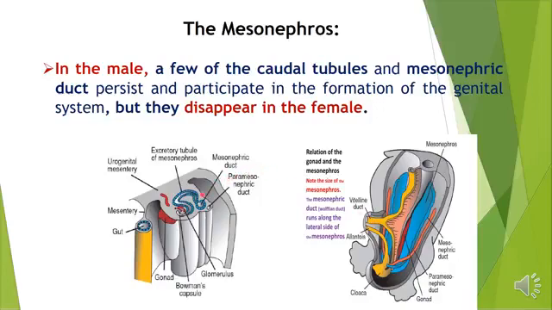In the male, a few of the caudal tubules and the mesonephric duct persist and participate in the formation of the genital system. A few of the caudal tubules and the mesonephric duct form the genital system in the male, but they disappear in the female.